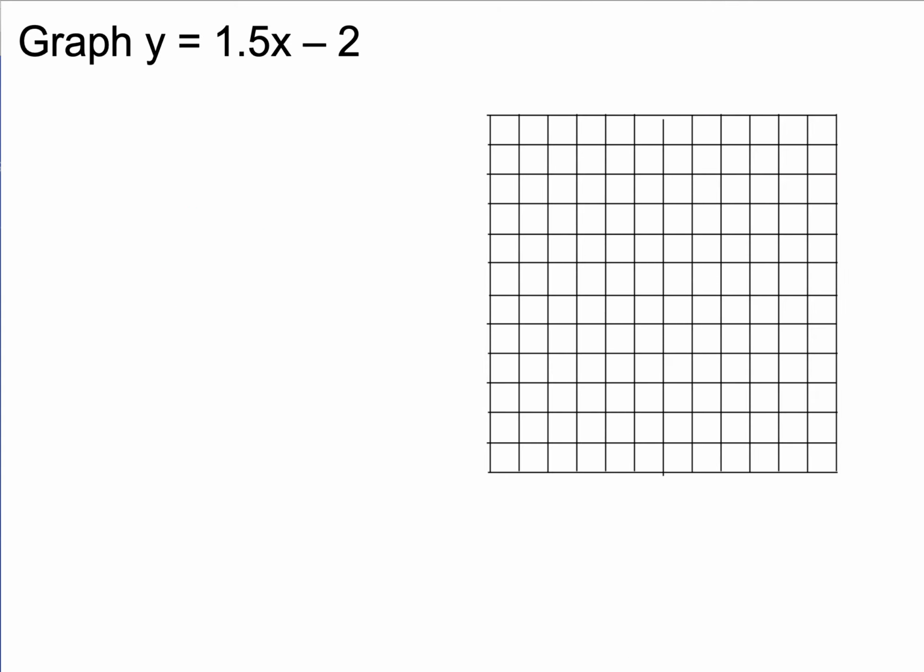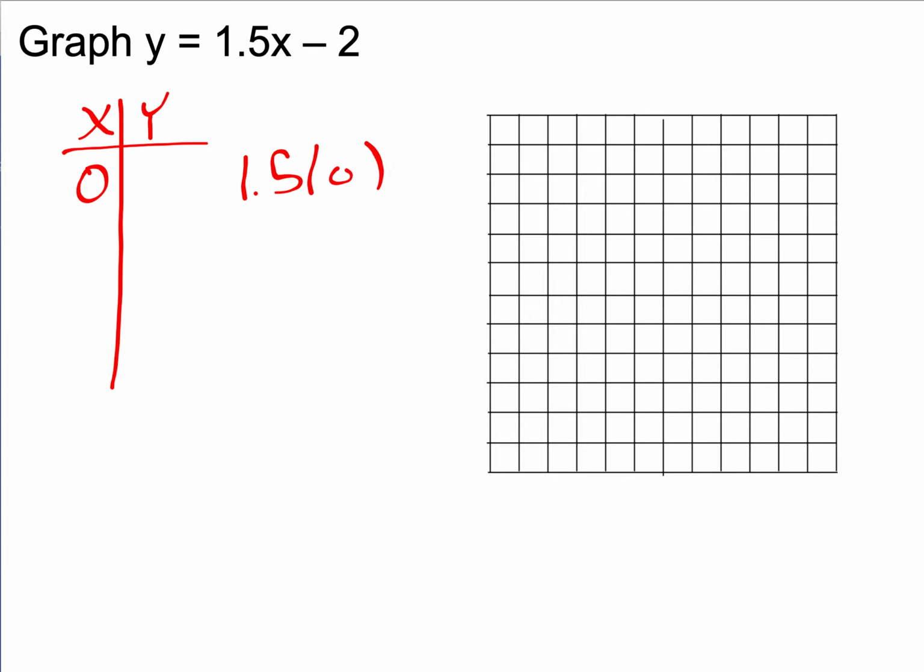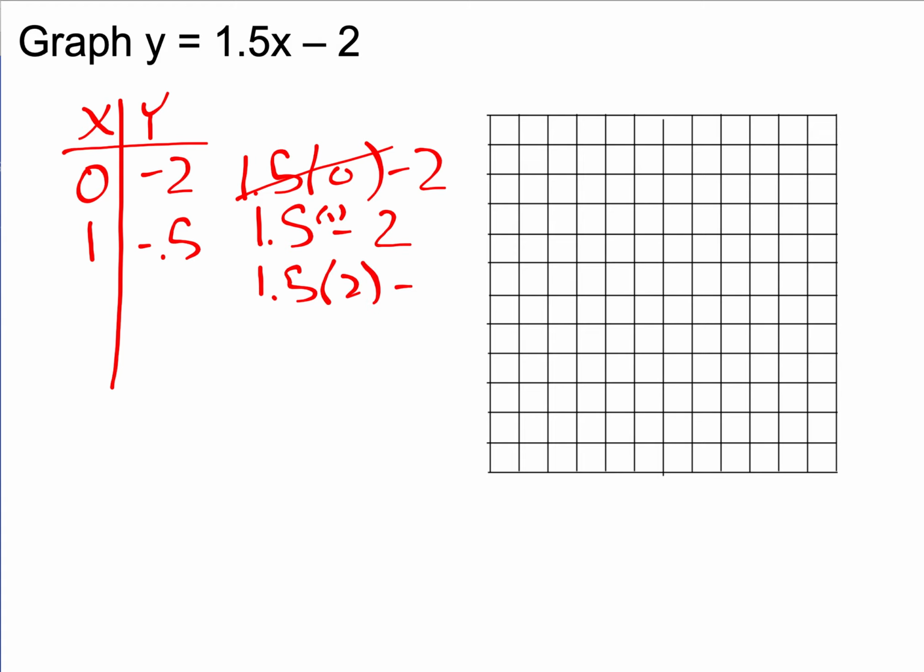Okay, let's do another graph. Y equals 1.5x minus 2. We start with a table. Let's go ahead and try 0. 0 is a great number to always try. This is 1.5 times 0 minus 2. That's 0 minus 2, which is negative 2. If we try 1, 1.5 times 1 minus 2 is negative a half. Let's try 2. 1.5 times 2 is 3. 3 minus 2 is 1.